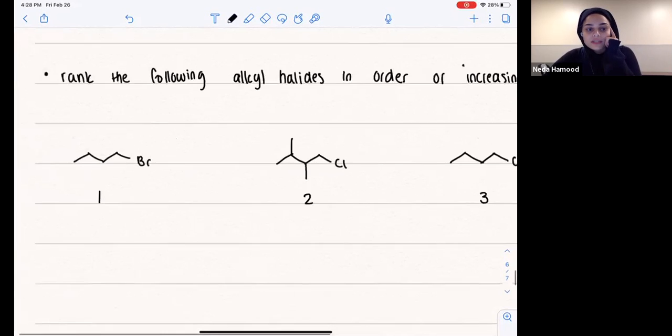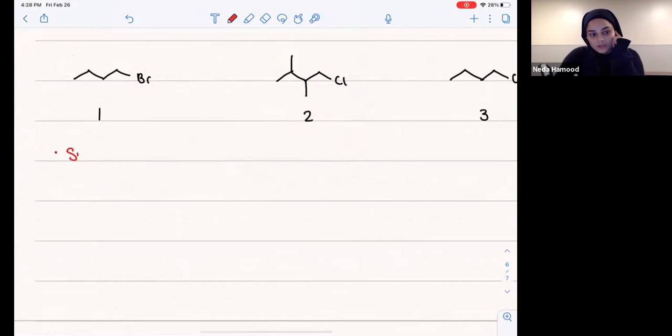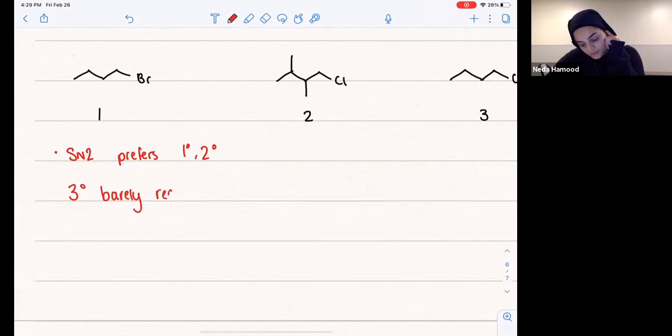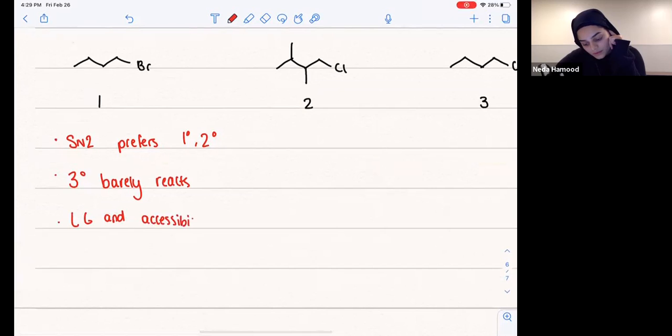The best thing that we can do here is let's just state some of our facts. So we know that Sn2 prefers primary and secondary. The tertiary barely reacts, and most of the time it really won't react at all. And then leaving group and accessibility are most important.